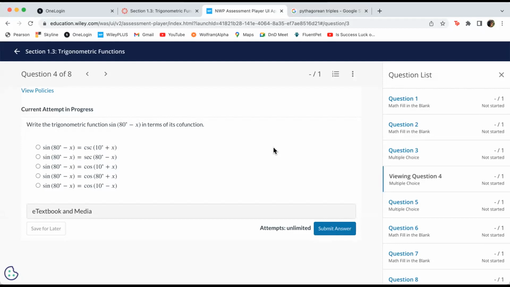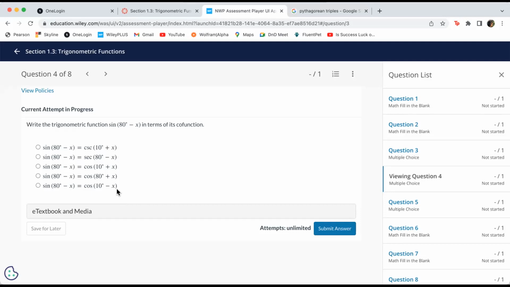First of all, we want the sine and cosine. So it's not these first two, because cosecant is not the cofunction of sine. Cosine is the cofunction of sine. So it's got to be one of these three down here. Now I just got to figure out which set of angles adds up to 90 degrees.